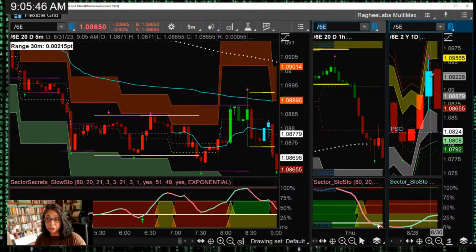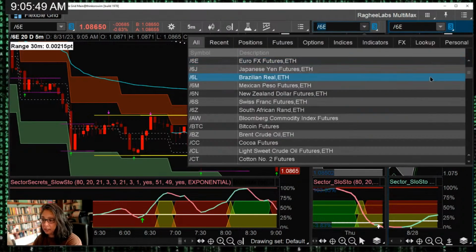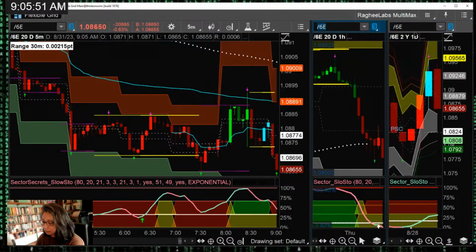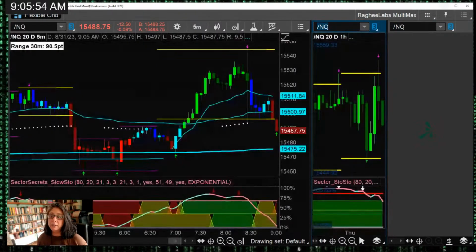It is a little bit of dollar strength. So there's a push-pull there. Let's take a look at our NASDAQ. Let's take a look at how equities are reacting to this.